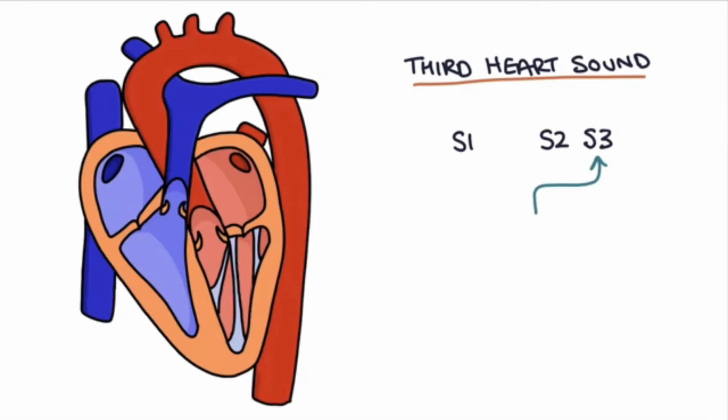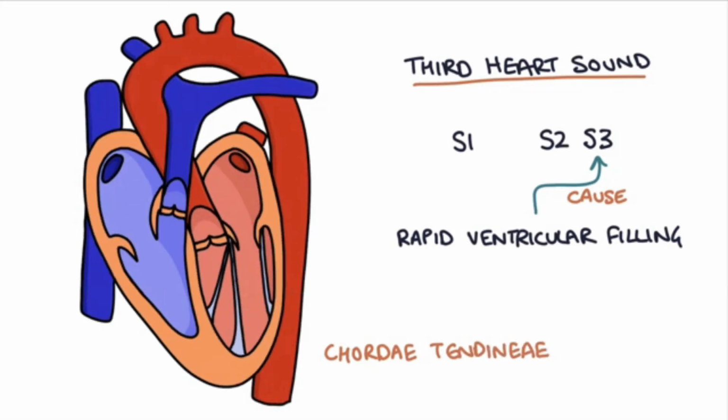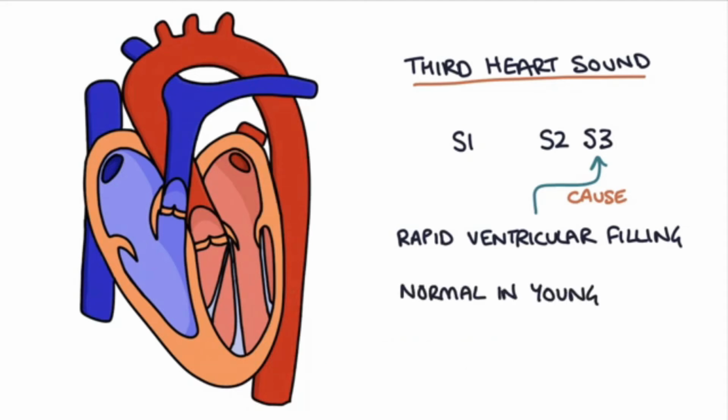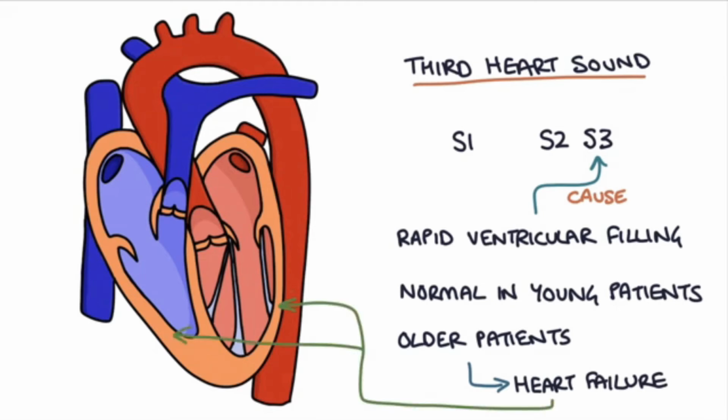This is how S3 appears, and this is caused due to the rapid flow of blood into the ventricles. When they fill the ventricles, the chordae tendineae and the muscles start to expand, and this is normal in young patients. But this S3 is not normal for adult or older patients, due to heart failure or stiffness of these chordae tendineae muscles, which become weaker in older patients.